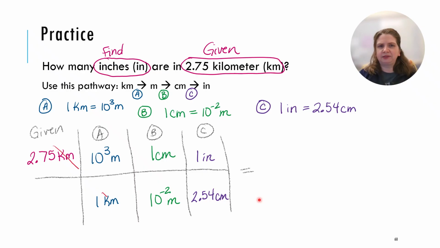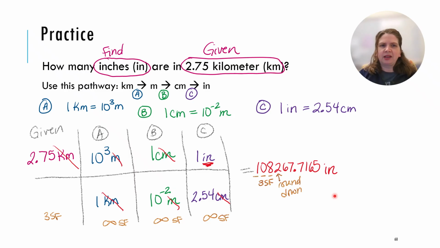Calculating gives 108,267,000.7165 inches. Rounding to 3 significant figures gives 108,000 inches, or 1.08 times 10 to the 5th inches.